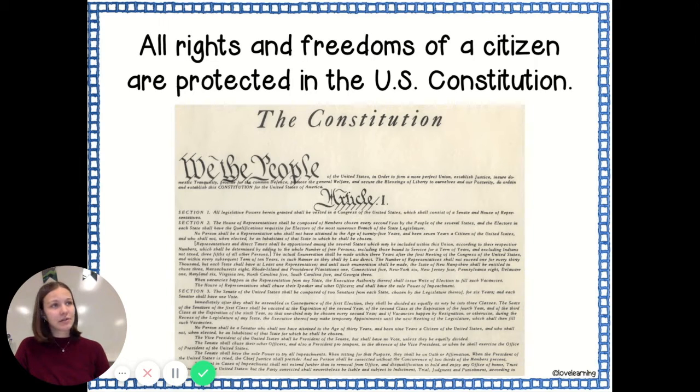Because like I said, in some countries, people who speak out against their government, people who have opposing ideas from their government, are often persecuted, they're punished, and often die for speaking out and trying to have freedom of speech just like we do here in the United States.